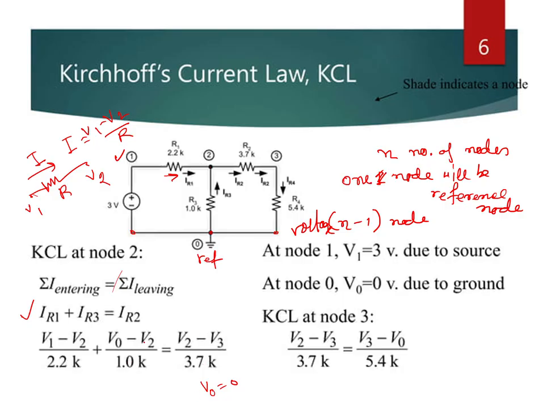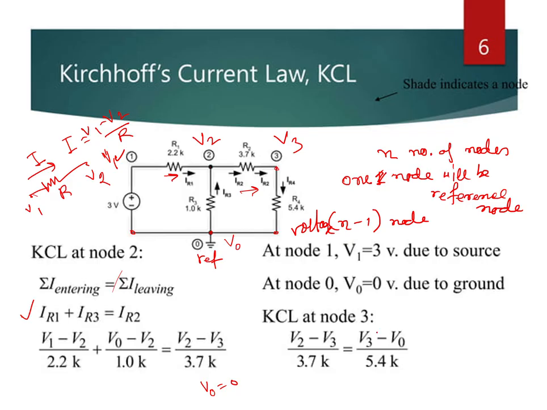This is the way you can write KCL at node 2 and node 3. What about node 3? This current, IR2, equals IR4. So the current flowing from this side, (V2 minus V3) by 3.7K, equals the current (V3 minus V0) by 4K, because here I have taken V0, here I have taken V1, here I have assumed V2, and here V3.